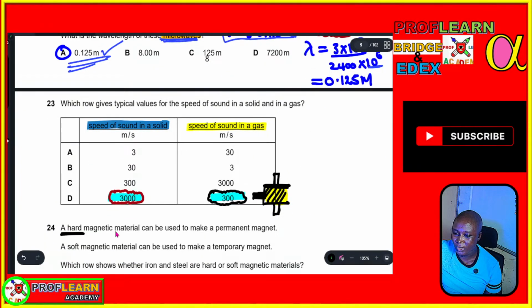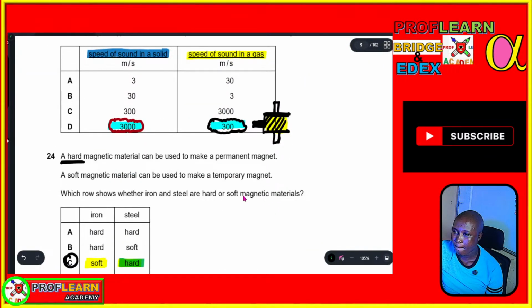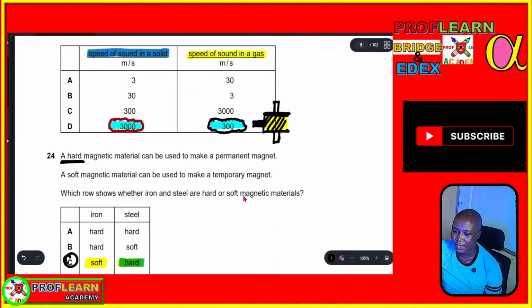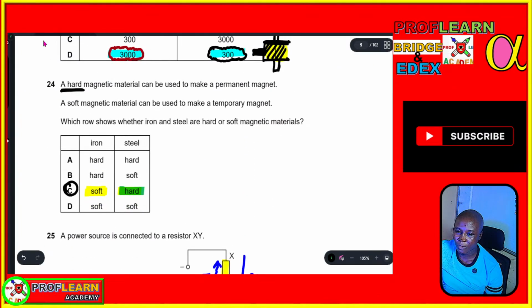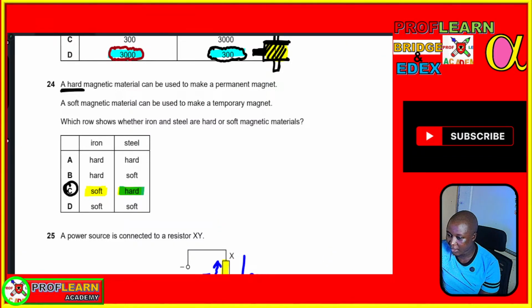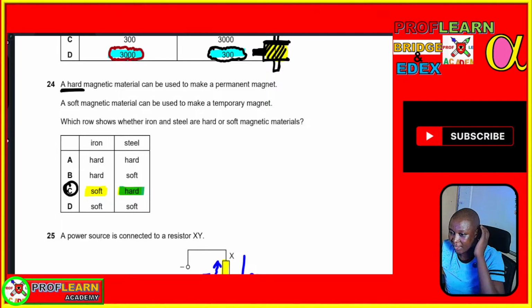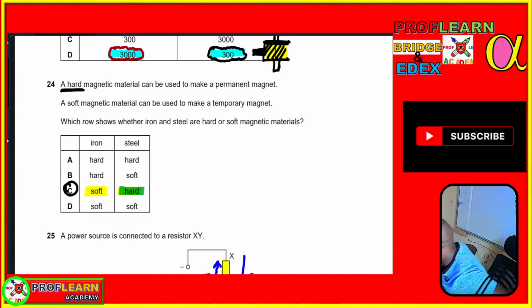Speed of sound in a solid is approximately 3000, and speed of sound in a gas is approximately 300. Yes. Question number 24. Hard magnetic materials can be used to make permanent magnets. So let me now check. I believe we are together up to that point. Let me just check if we have any message in the comment section.